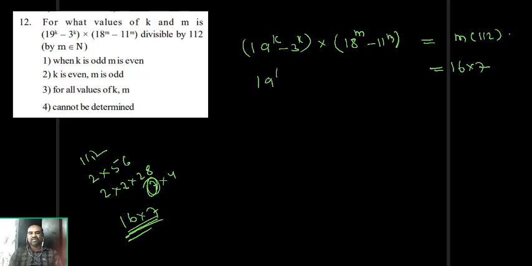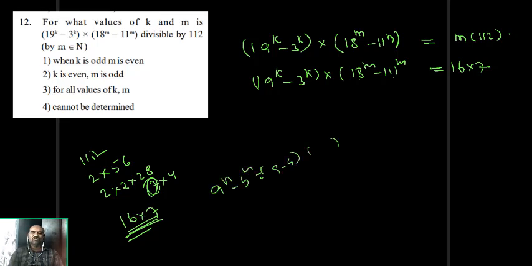So we have (19^k − 3^k)(18^m − 11^m). If k is any natural number, this is divisible by 19 minus 3, which is 16. But I want 7 from 18 minus 11, so m is also any natural number. Already you know that a^n minus b^n is divisible by a minus b for every natural number n.